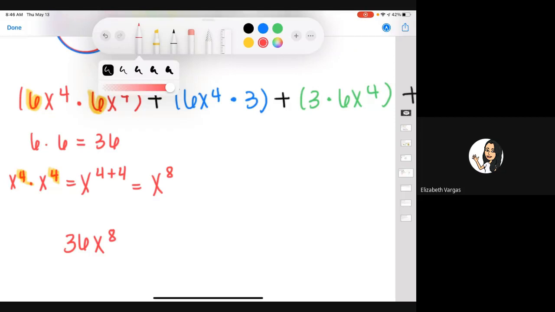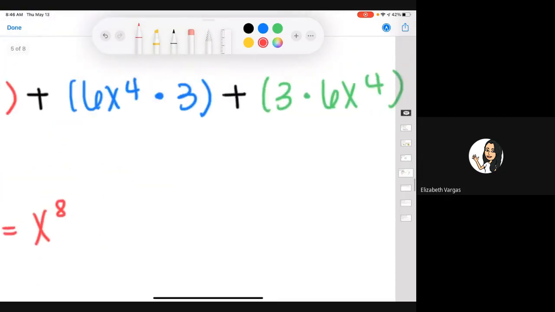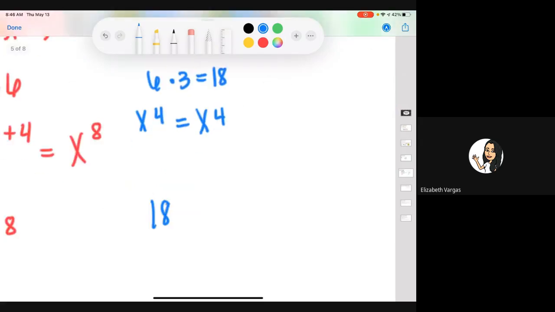Now I'm going to go ahead and move on to my next one, my blue one. Again, I'm combining my whole numbers first. 6 and 3 gives me 18. I don't have an x over here. I only have 1 here. And x to the power of 4 is equal to x to the power of 4. So I have 18 x to the power of 4.